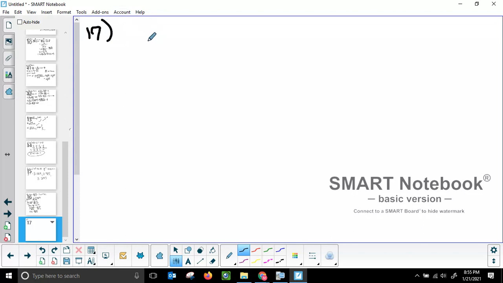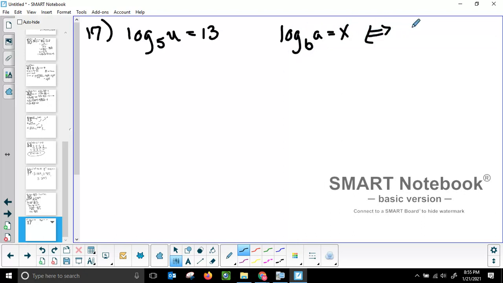So 18 says to write log base 5 of u equals 13 in exponential form. Now remember, our definition of logarithm says that log base b of a is equal to x if and only if b to the x equals a. So all I have to do to write this in exponential form is take it from here and put it in here. So 5 to the 13 equals u. Done.